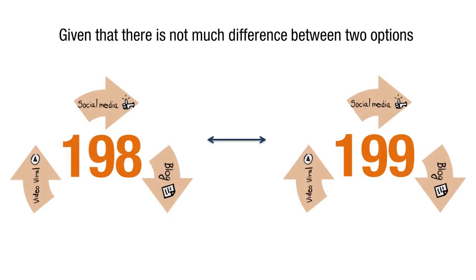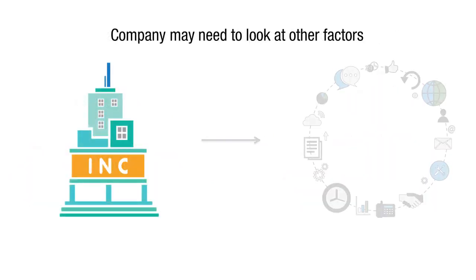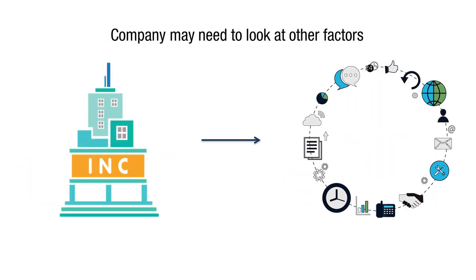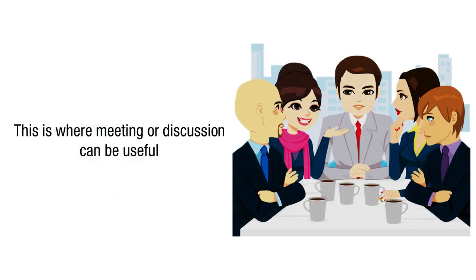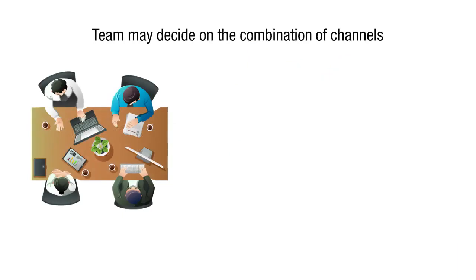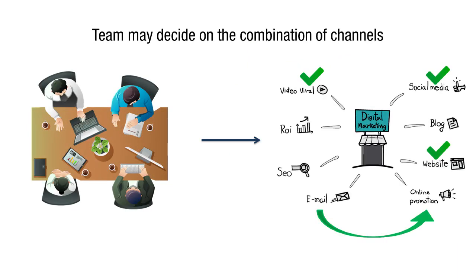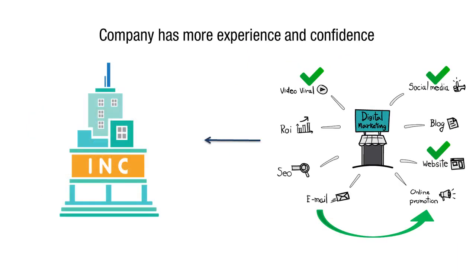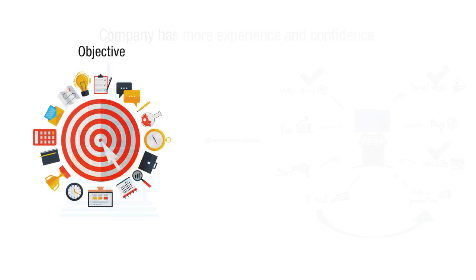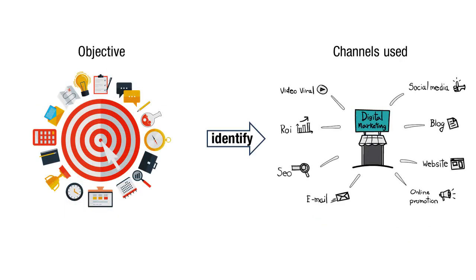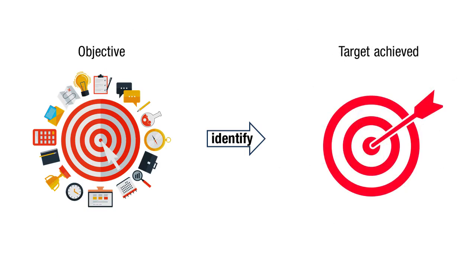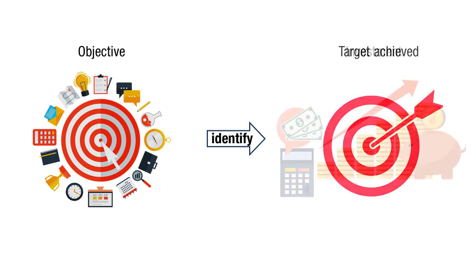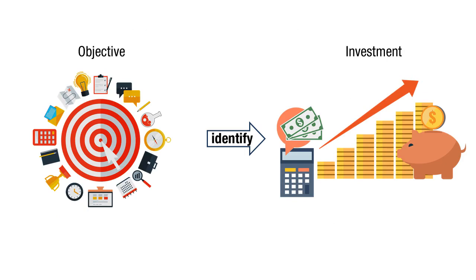Given that there is not much difference between the two options, a company may need to look at other factors to make the final decision. This is where having a meeting or discussion can be useful. For example, the team may decide on the combination of channels with which the company has more experience and confidence. The end objective of this step is to identify which channels should be used, the target each channel needs to achieve, and the corresponding investment needed for each channel.